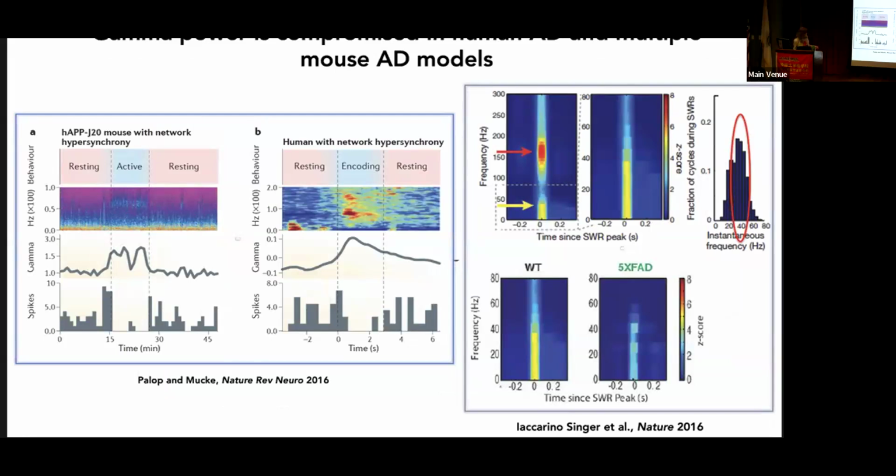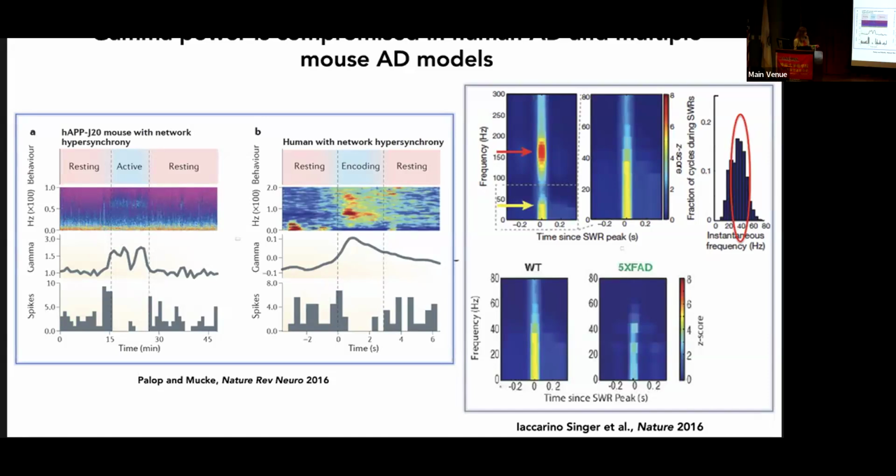This can be nicely summarized by a review article by Jorge Palop and Lennart Mucke at UCSF, where they show using a schematic that when there is neuronal hyperactivity, there is reduced gamma band oscillation power, whereas when there is increased gamma band oscillation, there is reduced network hyperactivity. And this has been shown not just in mouse models of Alzheimer's disease, but also in human patients.